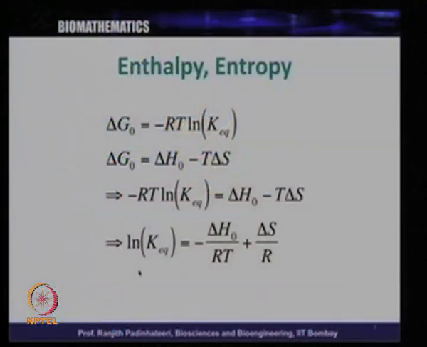Now, another thing we know from thermodynamics is delta G. The delta G of a chemical reaction is the change in energy, or actually the change in free energy, for the chemical reaction. You might have studied that the formula is delta G0 equals minus RT log K equilibrium. You also know that delta G0 can be written as delta H0 minus T delta S. So, free energy is enthalpy minus temperature times entropy.